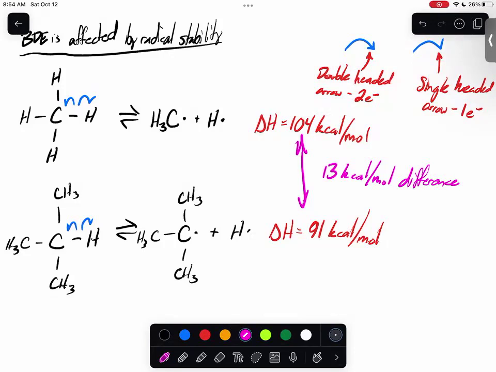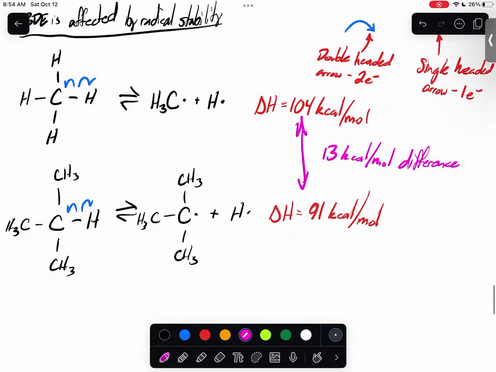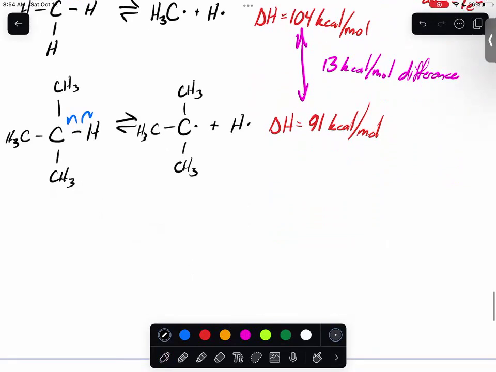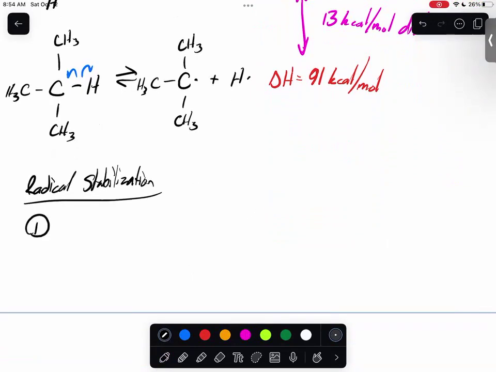That tells us immediately that one of these radicals is more stable than the other. But the question is, how are radicals stabilized? And the answer there is there's two different ways. The first one is everyone's favorite friend coming back again, resonance. All right. So resonance stabilizes radicals the same way that it stabilizes charges.